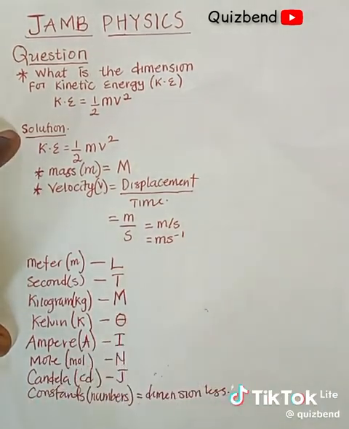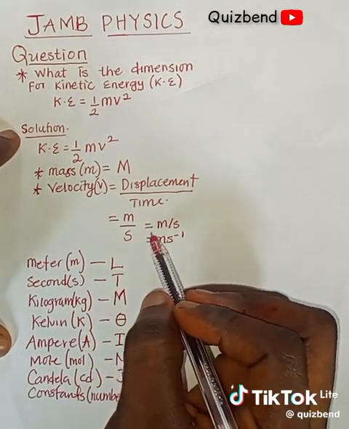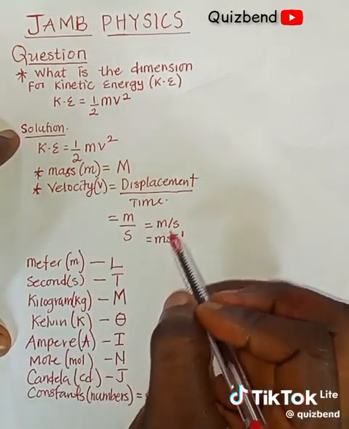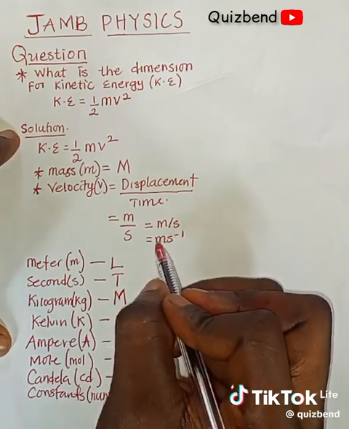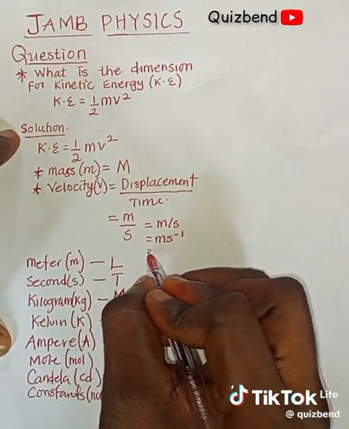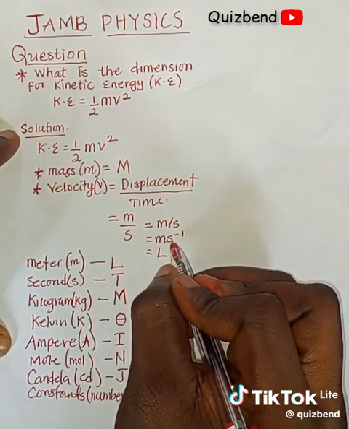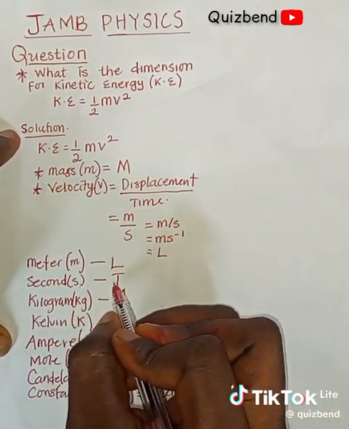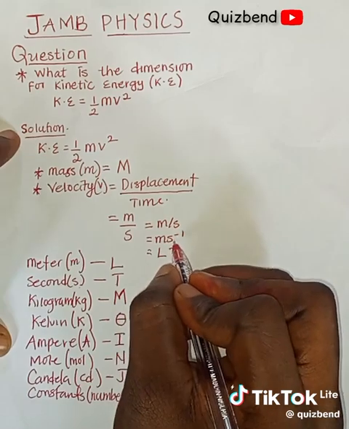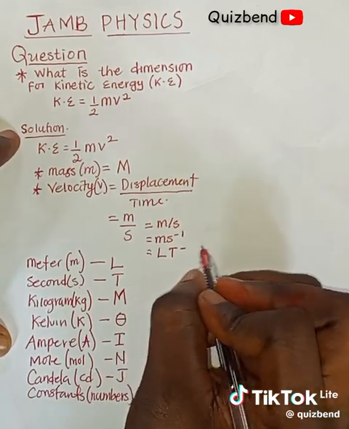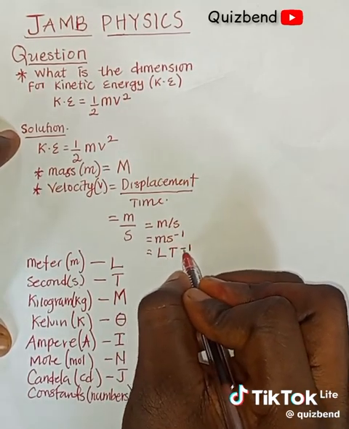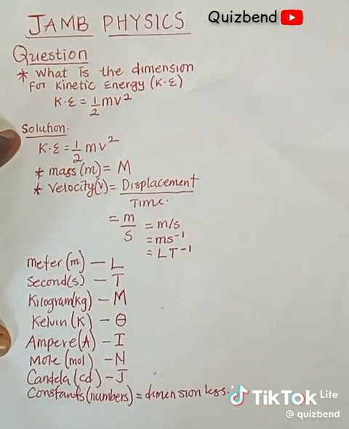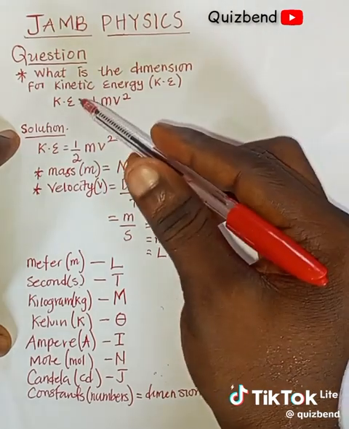Let's continue, guys. From here we can determine the dimension for velocity. Where we have m, which is meter, the dimension is L. Then for s, the dimension is capital letter T. And remember, s was raised to the power of -1. So the dimension for velocity is LT raised to the power of -1.